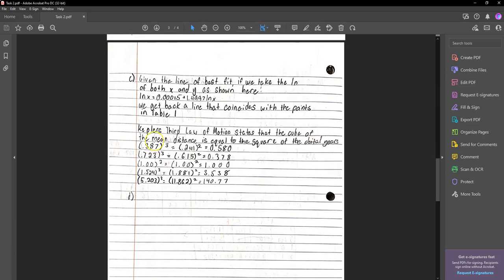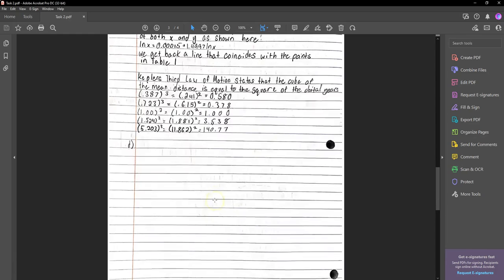Looking at Kepler's third law of motion, it states that the cube of the mean distance should equal the square of the orbital years. After calculating them, it is clear that the third law holds.